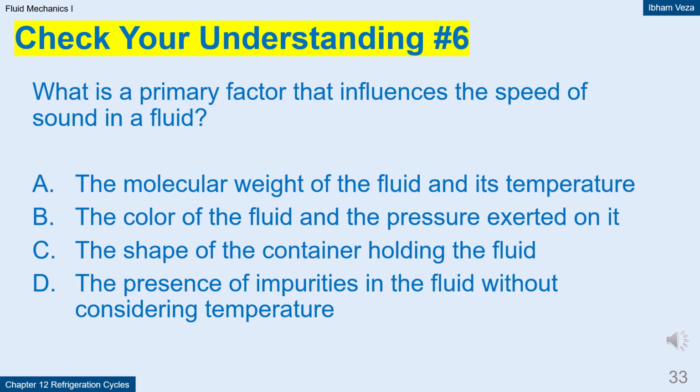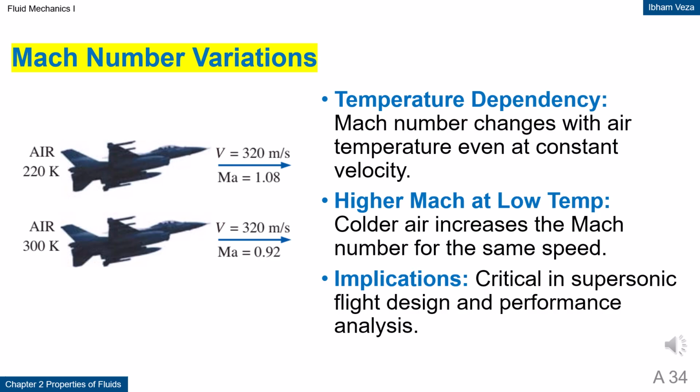This concept is the basis for understanding the Mach number. Mach number variations. The Mach number is defined as the ratio between flow velocity and the speed of sound. For the same flow velocity, the Mach number becomes larger at lower temperatures because the speed of sound is lower. This is important in the analysis of supersonic flight. Changes in ambient temperature can significantly alter flow characteristics. Therefore, the Mach number must always be interpreted together with the thermal condition of the fluid.